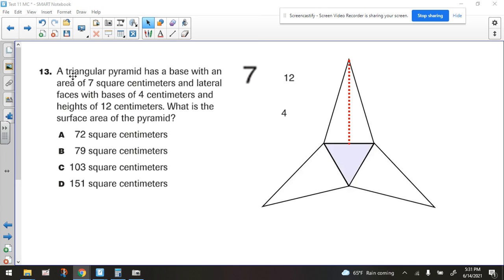We're looking at number 13. A triangular pyramid has a base with an area of 7 square centimeters and lateral faces with bases of 4 centimeters and heights of 12 centimeters. What is the surface area of the pyramid?